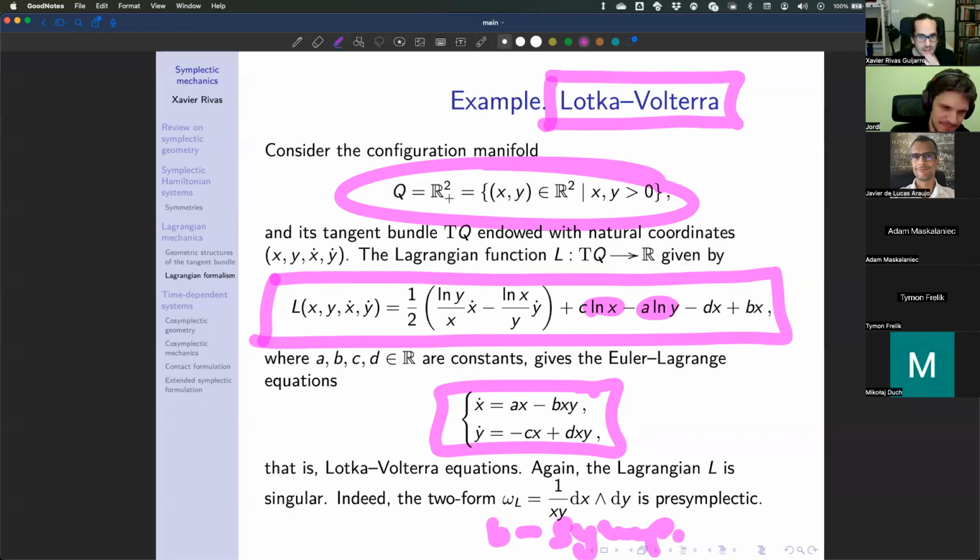What I wanted to tell you from the very beginning is that this form you wrote downstairs, at the bottom, is closed and it's not degenerate, so it's symplectic. So why are you saying that it's... No, it is not symplectic. No, it is. In which space, with the velocities? No, in the tangent bundle. I mean, you have x, y, and x dot.